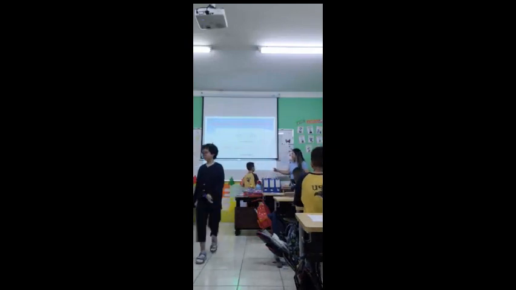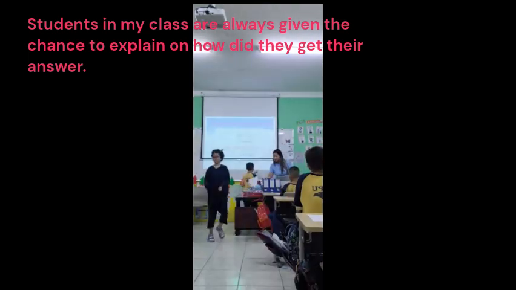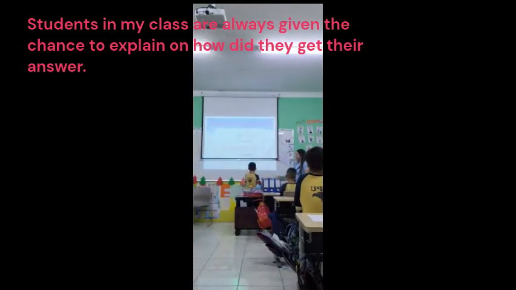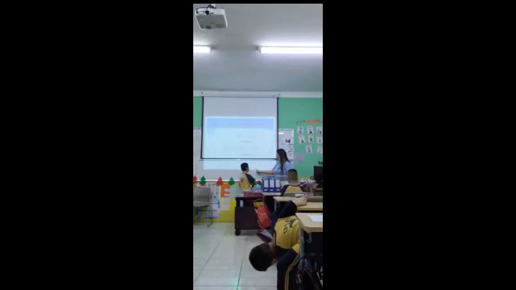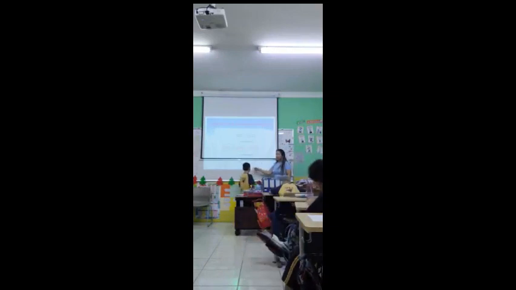Okay, now Mr. Alex, how did you get the answer? There are 3 groups of 8. So we have 24, because we have 3 groups of 8. Okay, so for example, 8 and 8 is? 16. And another 8 is? 24. Thank you, very good.